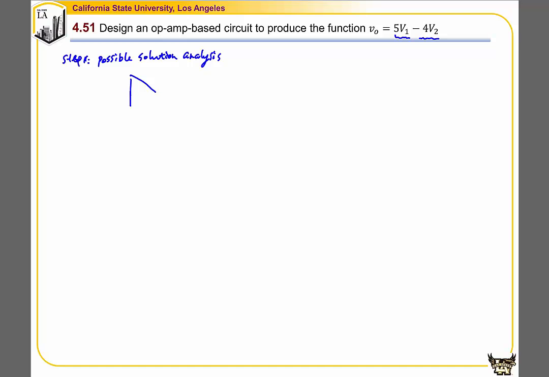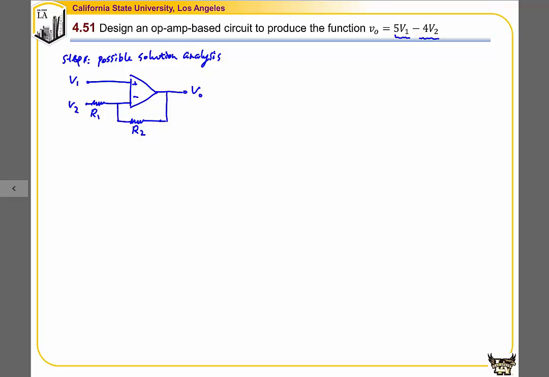So here's our op-amp. That is the V0. We know that we have to have V1 somehow connected to the non-inverting terminal. At the same time, V2 is connected to the inverting terminal, but with the resistor network set up. So this is the initial design that we come up with. Let's call this resistor R1, this resistor R2.